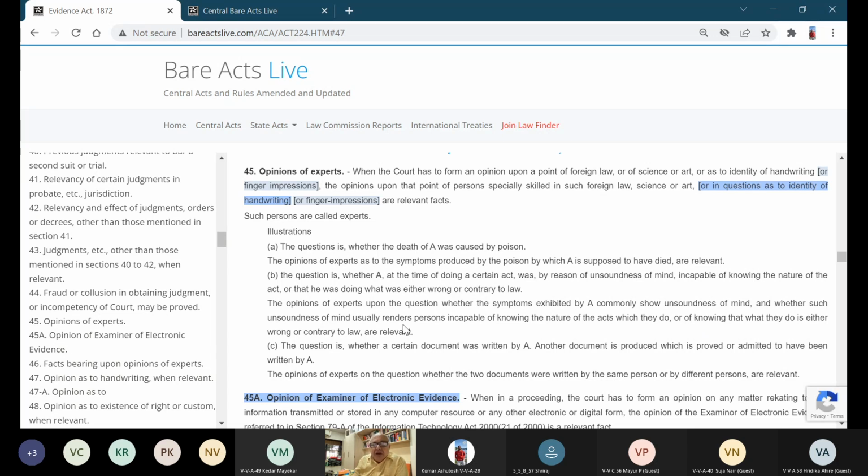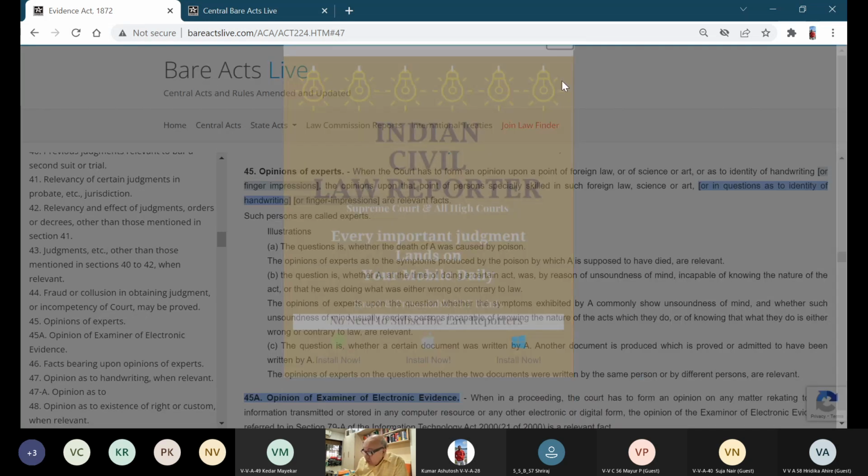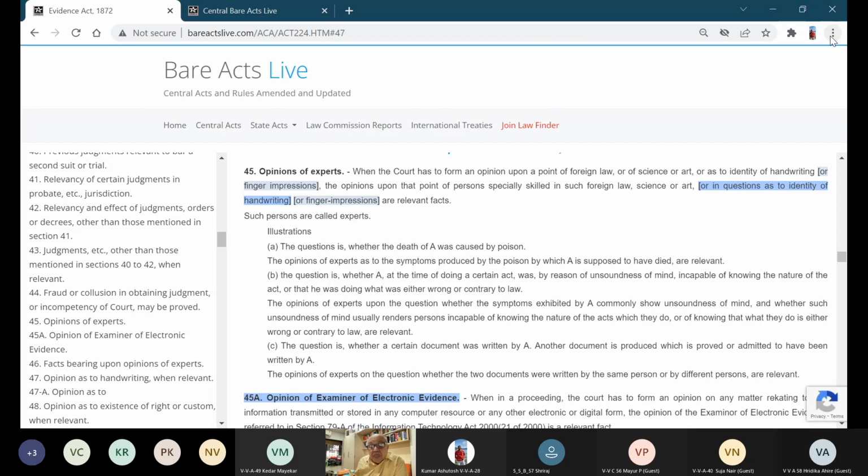Expert was appointed. The body became tail. So the expert will give an opinion: ये food poisoning से मरा है. A particular. So his certificate will be valid here.